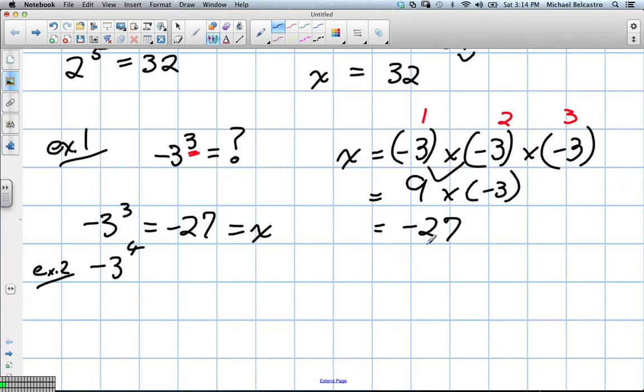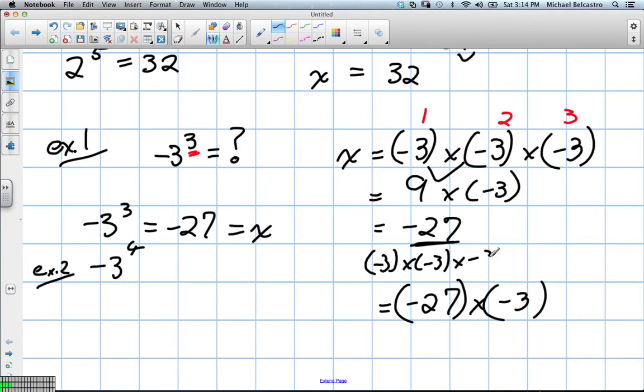Where can we really start off now that we have this information? So since negative 27 is equal to negative 3 to the power of 3, yeah, negative 3 to the power of 4 would just be negative 27 times negative 3. That's right, times negative 3. The reason being is because we already know that negative 3 times negative 3 times negative 3 is equivalent to negative 27. So we substitute that in for negative 27, and then negative 27 times negative 3 is positive 81. That's right. It ends up being a positive number, right? Yeah, because a negative times a negative is positive, exactly. So in this case, negative 3 to the power of 4 is equal to positive 81. Great.